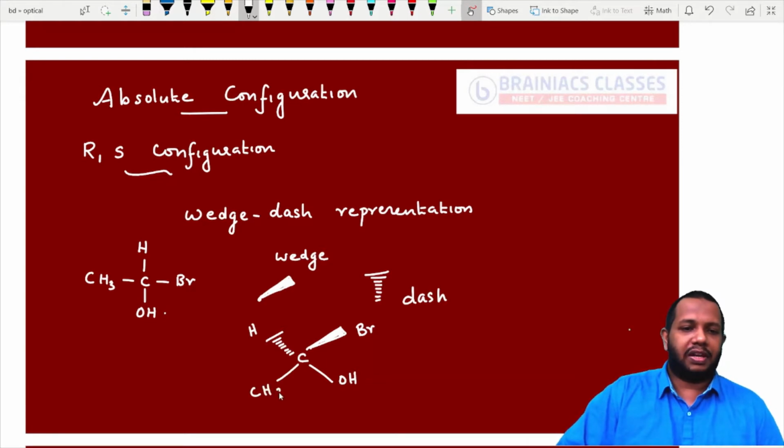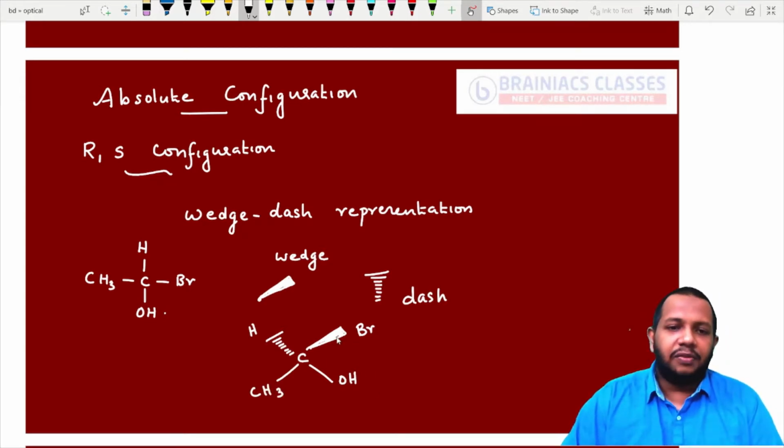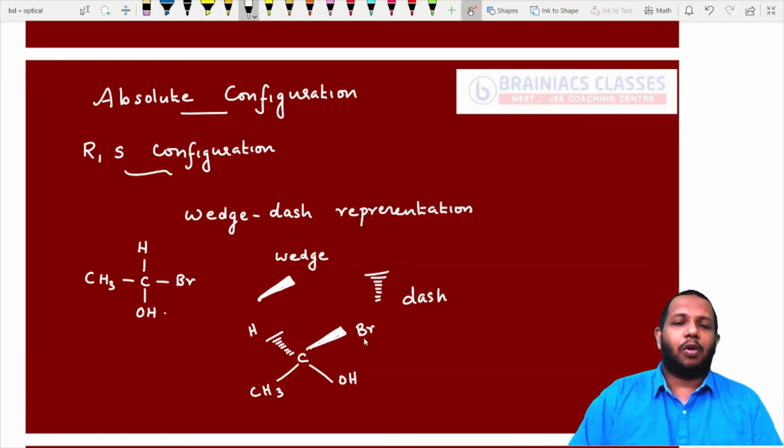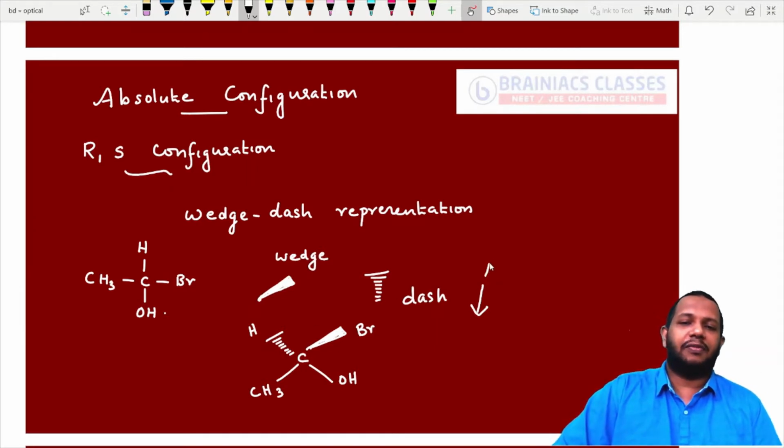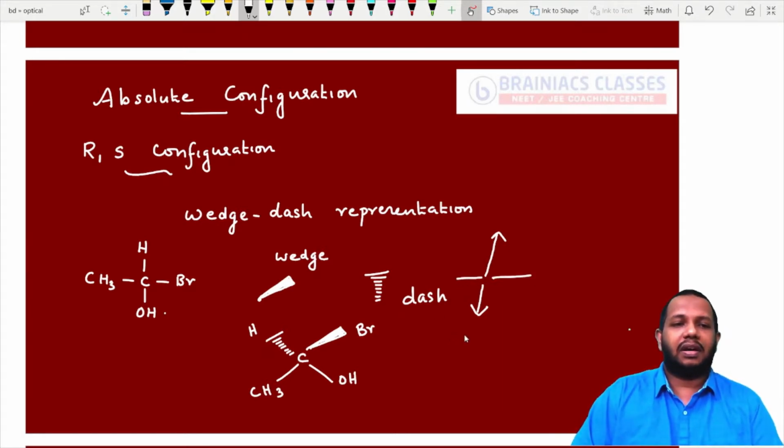Now I will tell what is the meaning of this wedge and dash. The wedge represents that the bromine atom is towards the viewer. Suppose I am looking at it from here, so towards the viewer. That's what this wedge represents. Dash represents it is away from the viewer, and solid line represents they are in a single plane. Clear? So wedge means it is towards the viewer, dash means it is away from the viewer. This CH3 and OH means it is in a single horizontal plane.